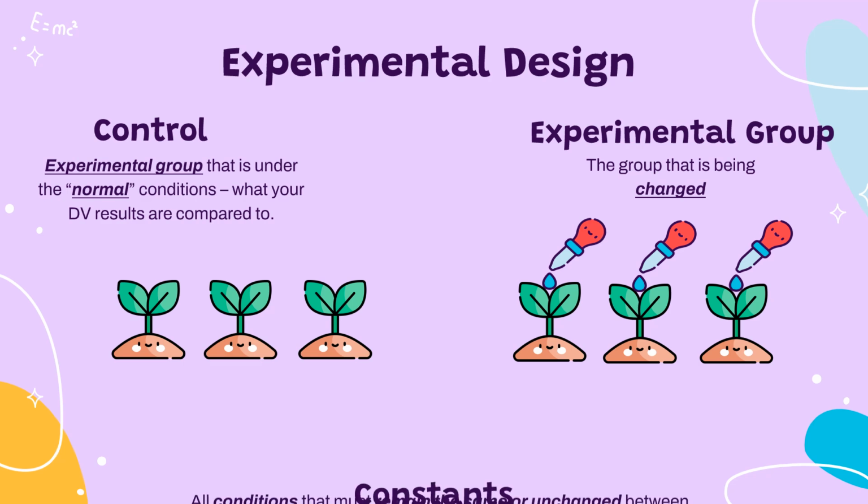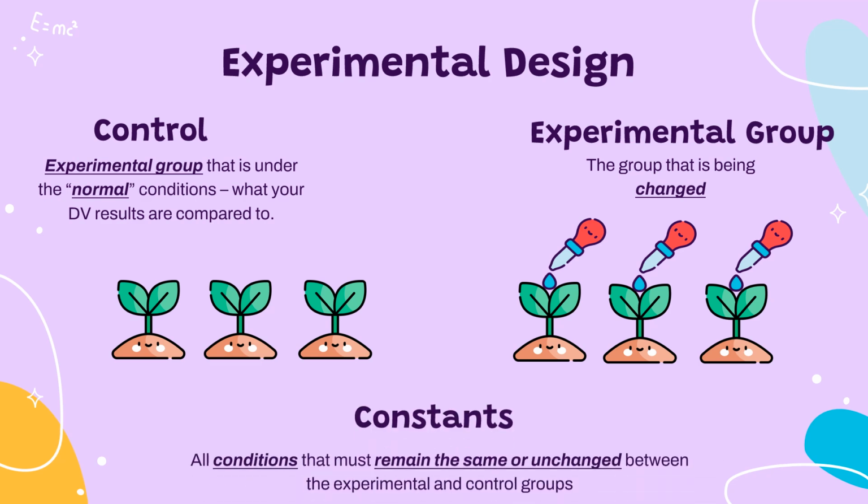So that's where we have constants. These are conditions that are going to remain the same in between the control and the experimental group. The only thing you want to change between the control and the experimental group is that one variable that you're changing. So in this case, the only thing I want to have different between the two groups is that my experimental group is getting a chemical and the control group is not, which means that I'm using all the same species of plant.